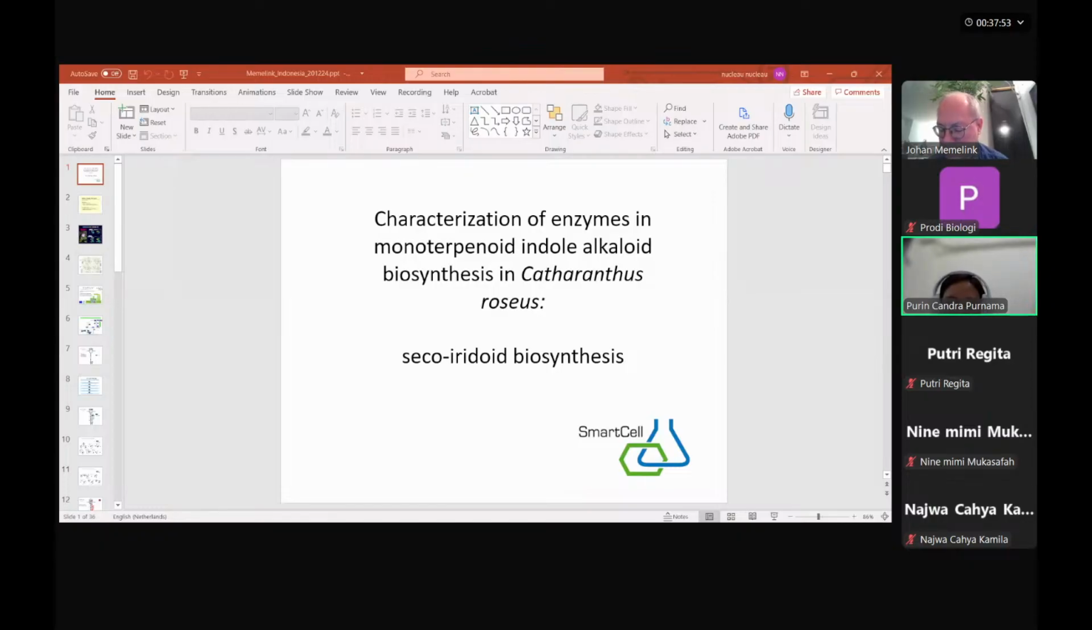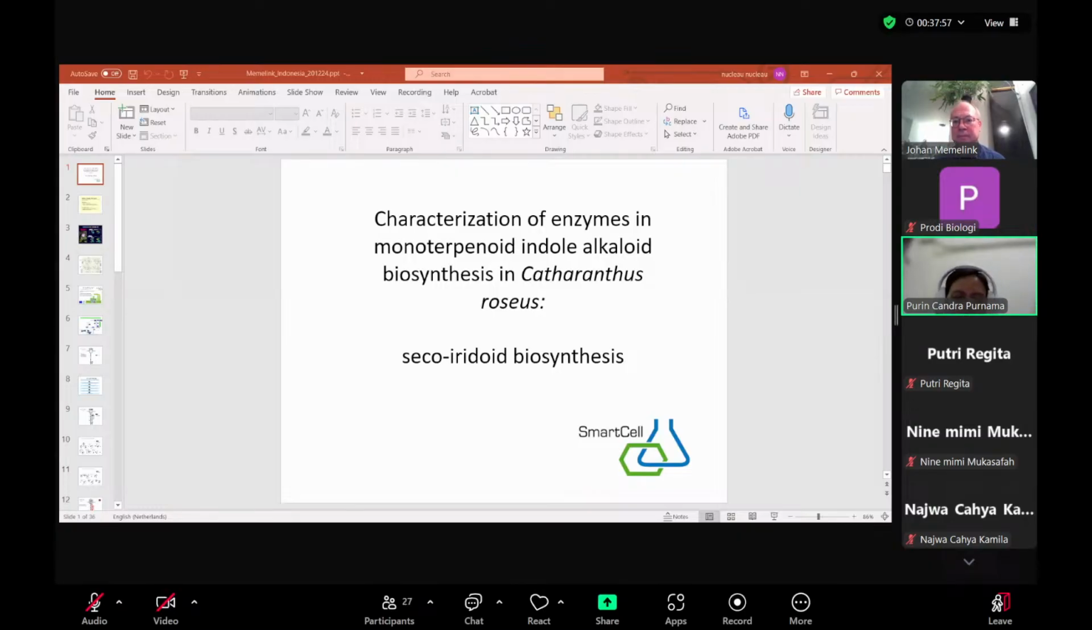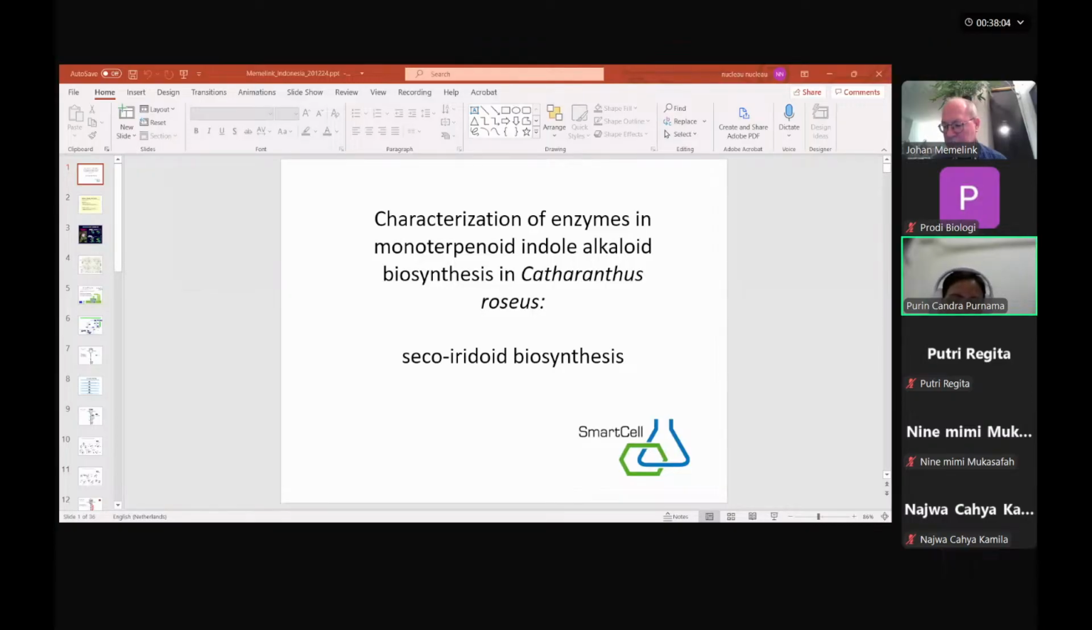Before we start, let me quickly go over today's agenda. We are going to have 4 sessions. The first session will be introduction and then presentation. The third session will be opinion and question and answer. And the last session will be closing.